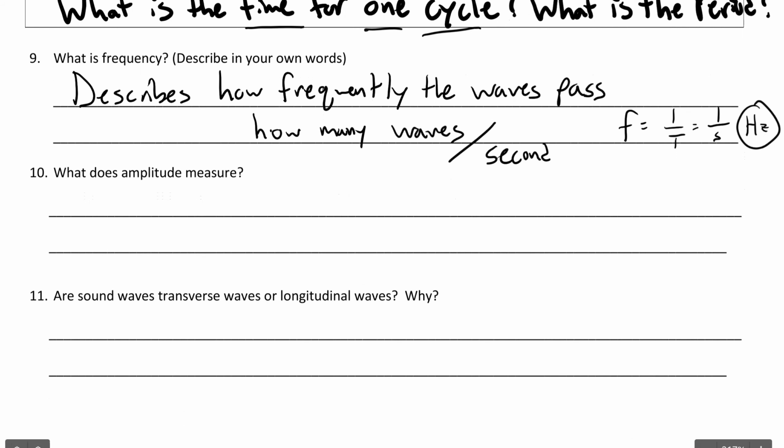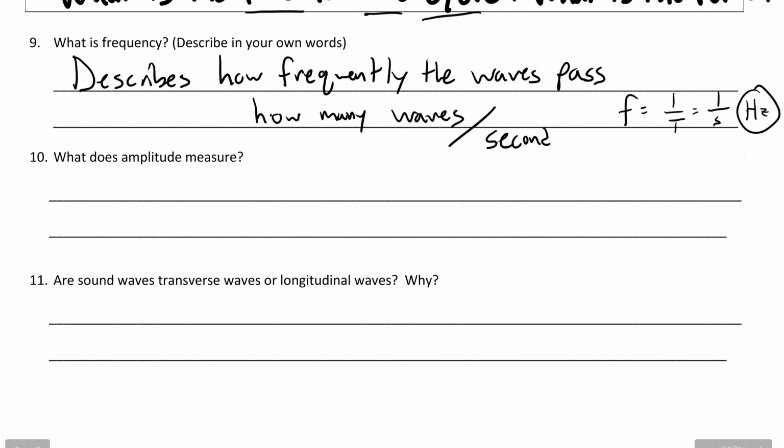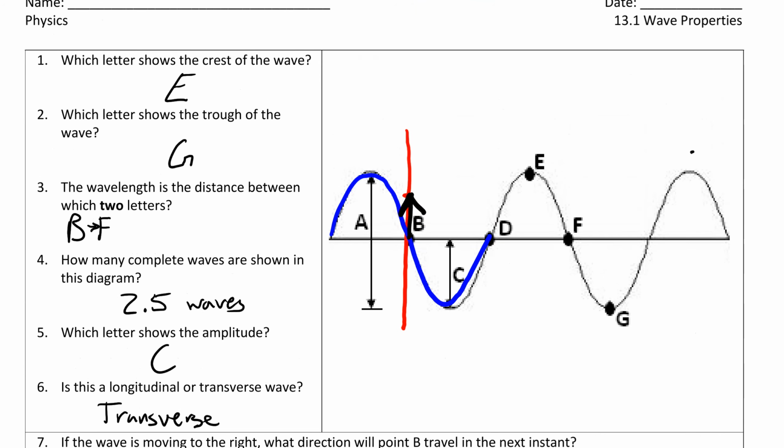They say hertz. Okay, anyway, what does amplitude measure? So we said amplitude was the distance that you're displaced from equilibrium, and it's a way to measure how much energy is in the wave. So amplitude measures the energy of the wave.